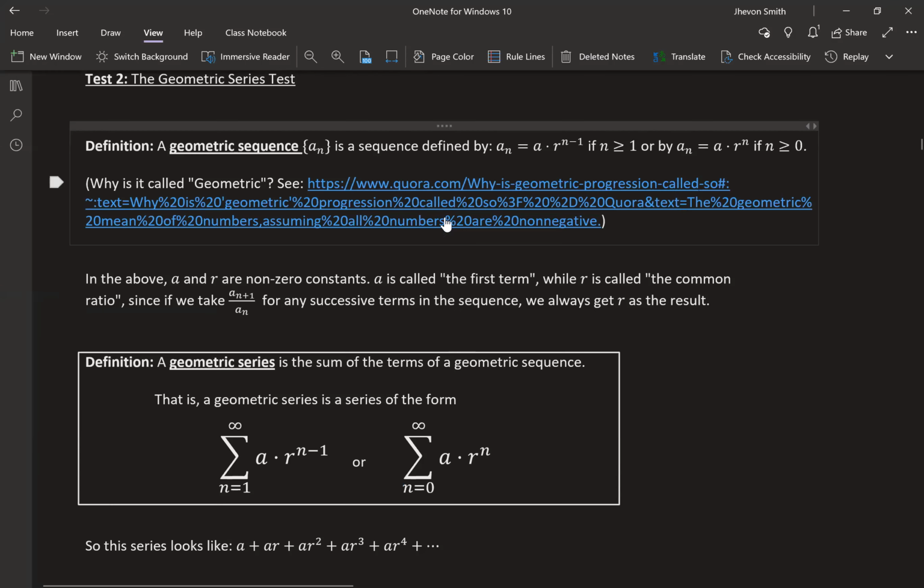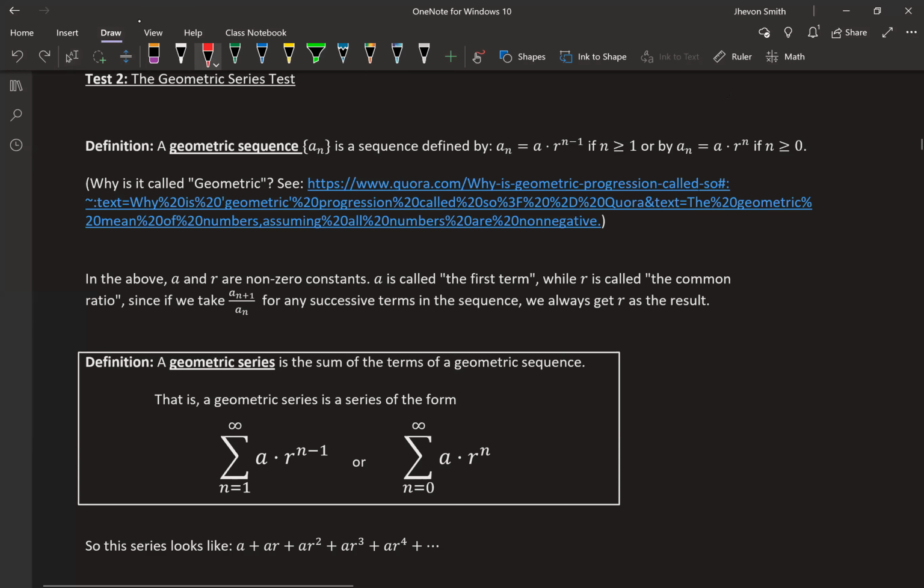I did mention that here, but that's something students are going to overlook and not pay attention to. a and r are constants. a and r, they're not zero, are constants. It's very important.